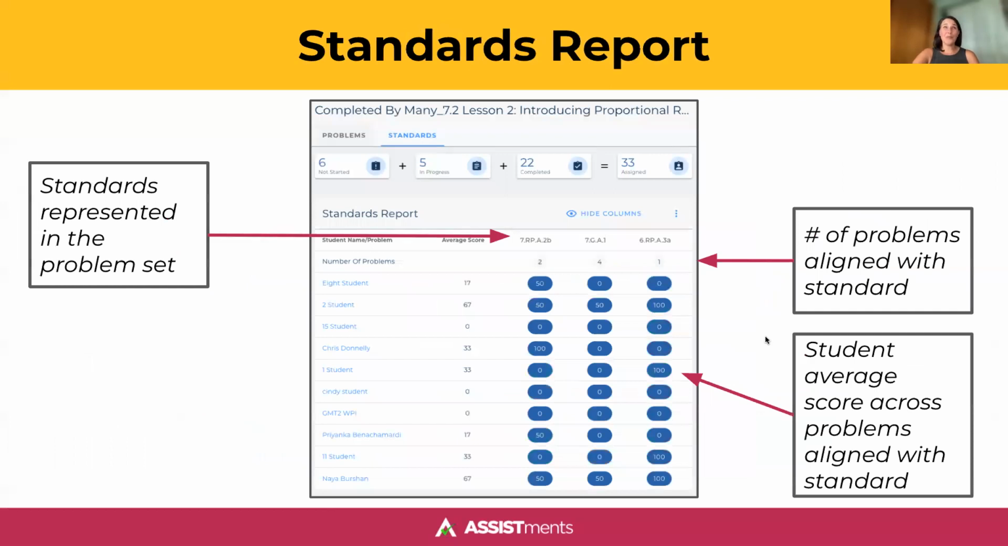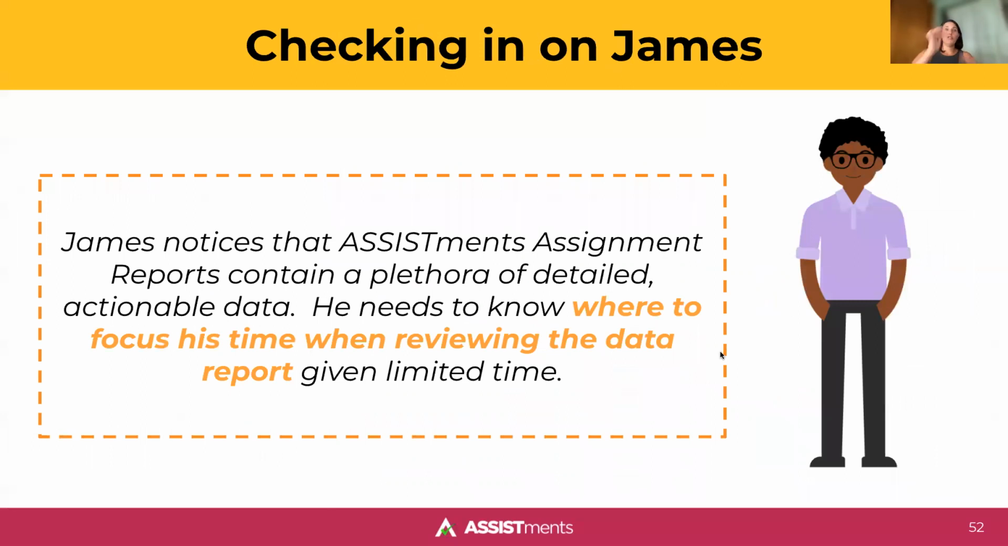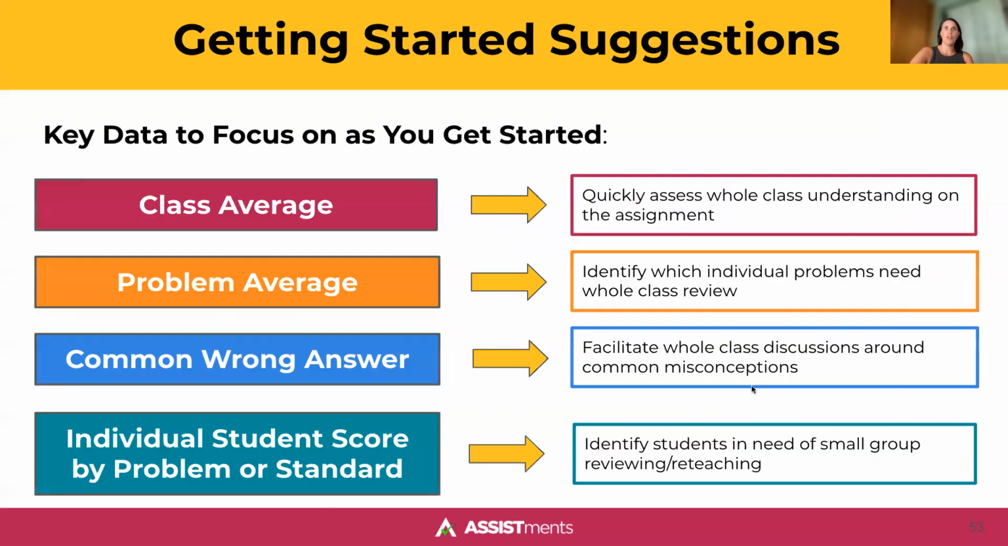And then the standards report is going to give you the standards that were aligned to the problem set, the number of problems aligned to that standard, and the student's average score across problems aligned with that standard. All right, so moving on, I am going to give you a little time to dive into the data, but James notices that the ASSISTments assignment report contains a plethora of detailed actionable data. So he needs to know where he should focus his time and where he should start.